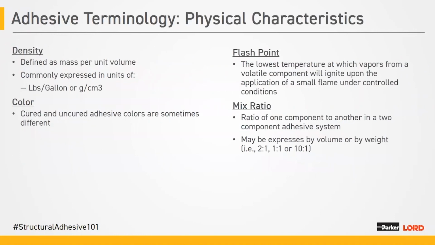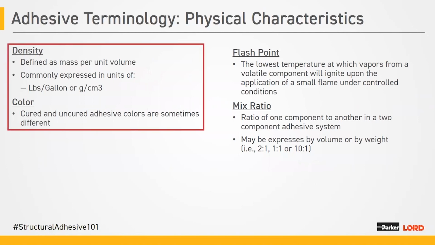Now I'd like to turn to some of the terminology that really refers to the physical characteristics of the adhesive. Density and color being the first two. Density is simply the mass per unit volume. It's commonly expressed as pounds per gallon or grams per cubic centimeter. And that's how much the material, in basic parlance, weighs, how much it's going to add to the assembly. Color is often listed in an uncured state and typically also as a cured state or even a mixed state. When two different materials come together, they might be different colors to create a third color when they're mixed.